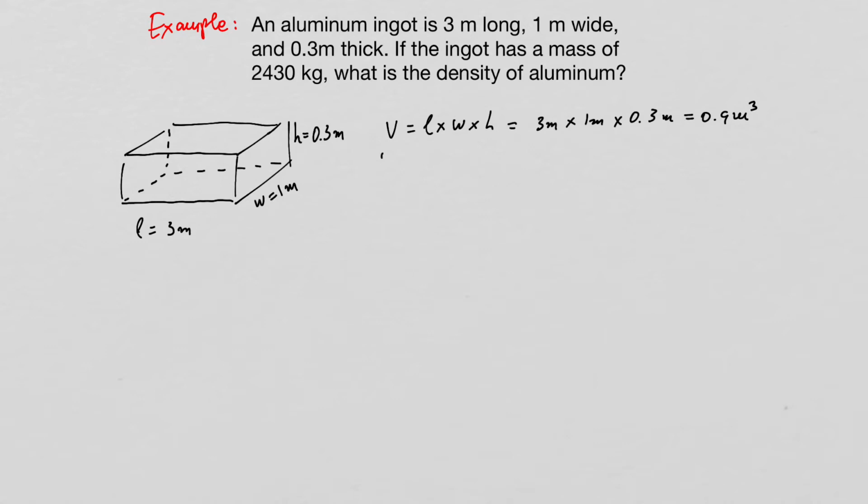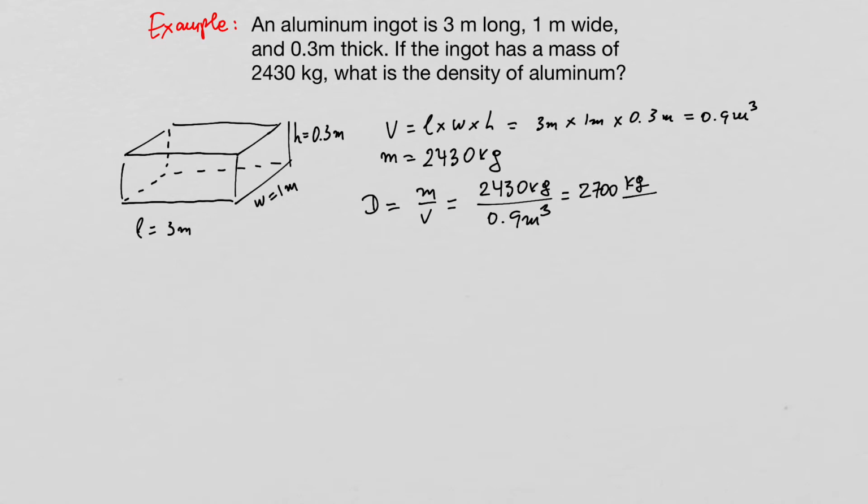We also know the mass of this ingot, and that is 2,430 kilograms. So then the density is the mass divided by the volume, which will be 2,430 kilograms divided by 0.9 cubic meters. And this gives us 2,700 kilograms per cubic meter density. If I wanted to present this in units of grams per cubic centimeter, that simply becomes 2.7 grams per cubic centimeter.